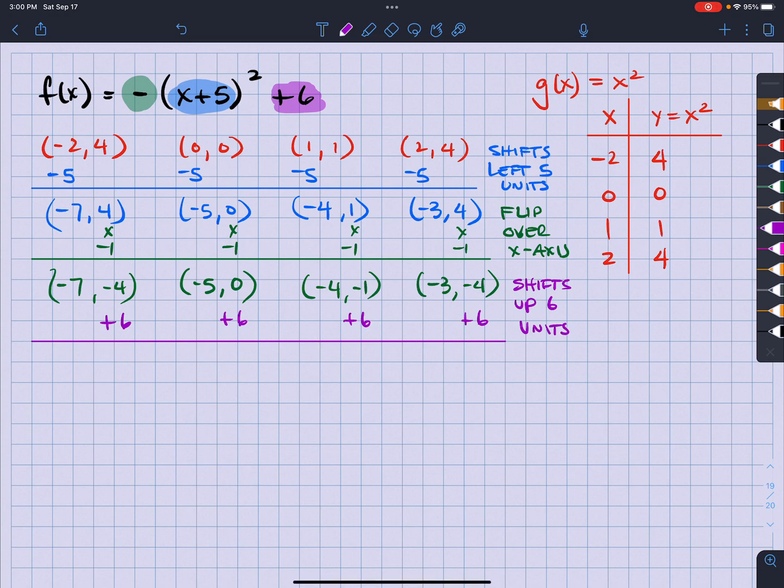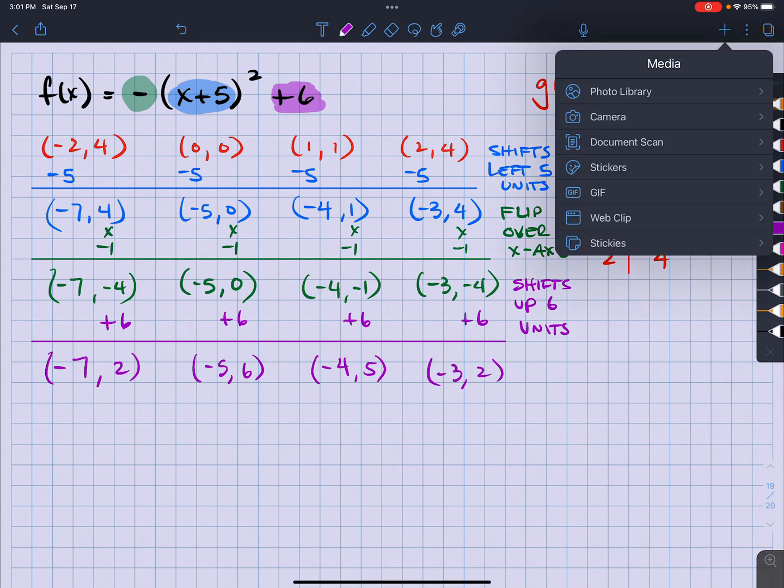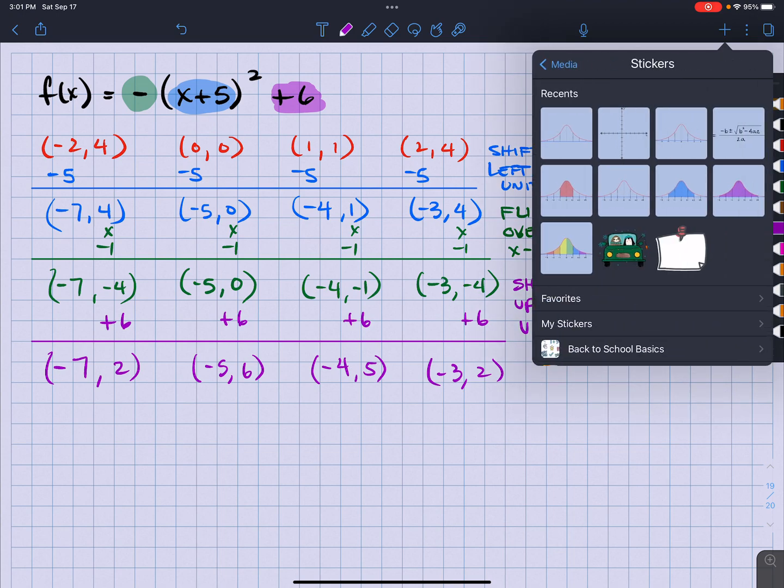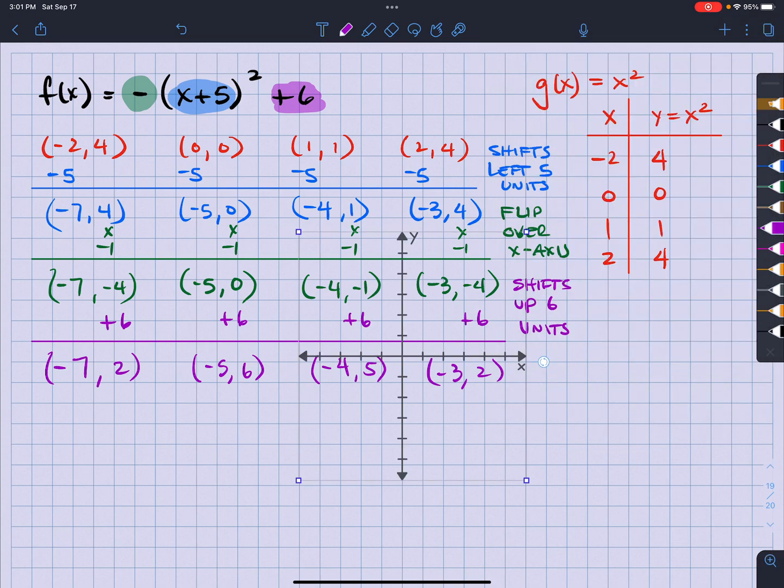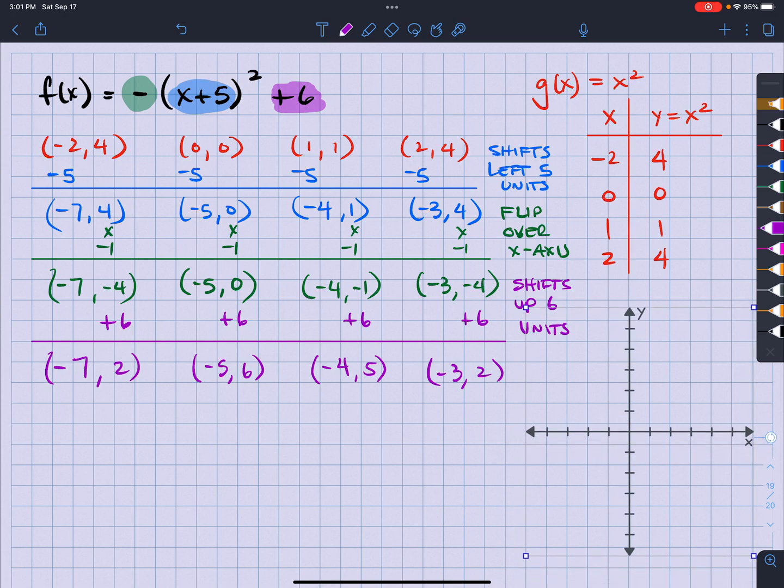So what is my final point here? -7, 2, -5, 6, -4, 5, and -3, 2. So if I was to get a graph right here, let's take a look at what that is going to look like.